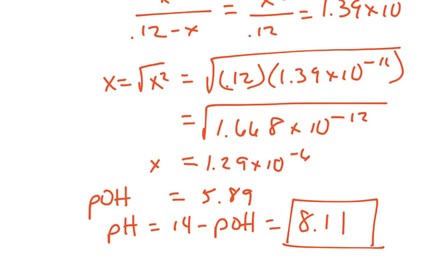So when my solution is done, I'm not surprised that the pH is a little bit higher than 7 because it is a solution of the weak conjugate base, the conjugate base of my weak acid. And that's how we do these problems.